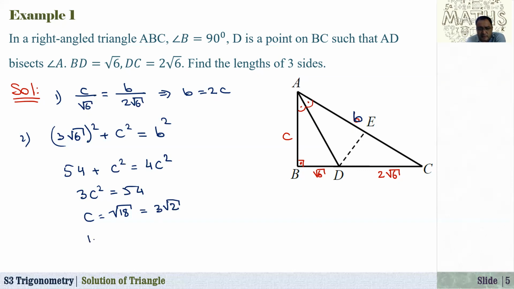If it is so, then what is B? B is equal to 2 times C, that is 2 times 3 square root of 2, equal to 6 square root of 2. So C equals 3 times square root of 2, and B is equal to 6 times square root of 2. So we have found the lengths of the remaining sides of this triangle.